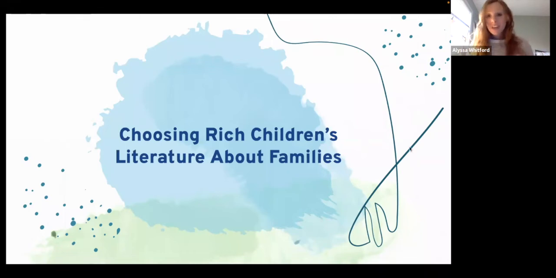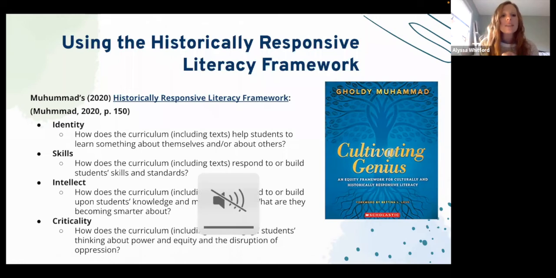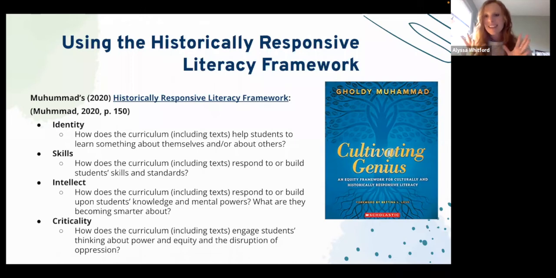And so we're going to talk to you a little bit about choosing rich children's literature, and ensuring to the best of your ability that we are all bringing in books that represent students and that they connect with in a meaningful way. One thing we'll share with you here is Gholdy Muhammad's Historically Responsive Literacy framework. There are 4 elements to this that can be used as a guide as you're choosing children's literature to bring into the classroom.